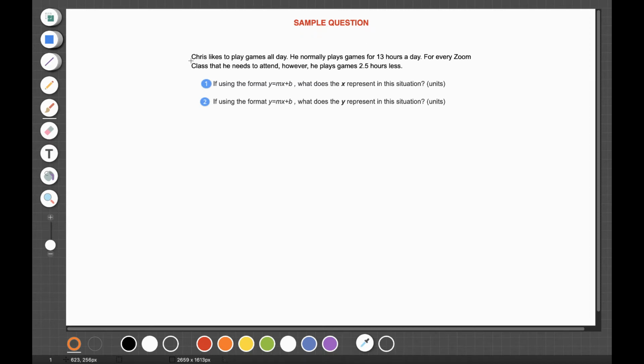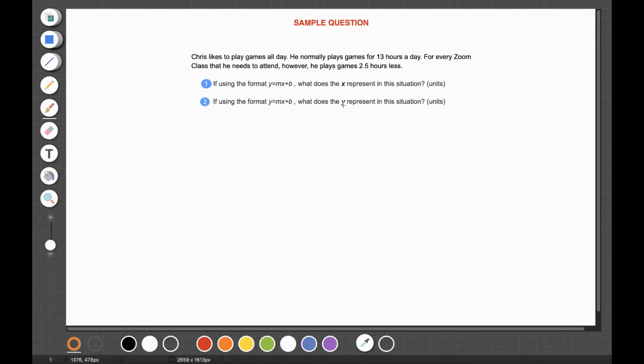So our sample question is, Chris likes to play games all day. He normally plays games for 13 hours a day. For every Zoom class that he needs to attend, however, he plays 2.5 hours less. If using the format y equals mx plus b, what does the x represent in this situation? Units. If using the format y equals mx plus b, what does the y represent in this situation? Units. So the most common mistake here is that we get the y-intercept and then the y-units mixed up.